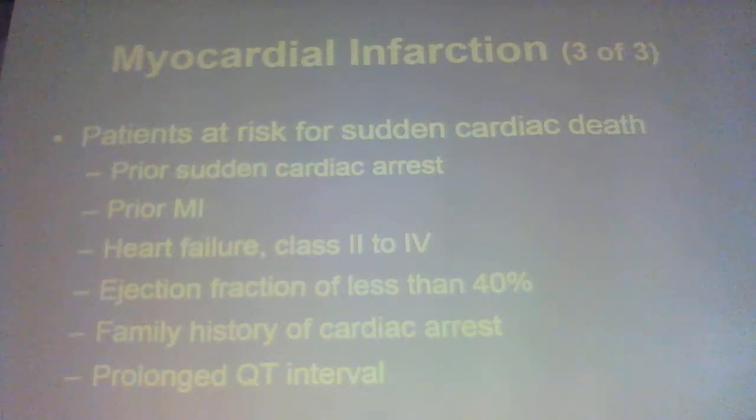So who are our MI patients that are at risk for sudden death? Prior cardiac arrest, prior MIs, those who are in heart failure with ejection fractions of less than 40%. So what did I say normal was? 70, right? Family history of cardiac arrest, prolonged QT interval.